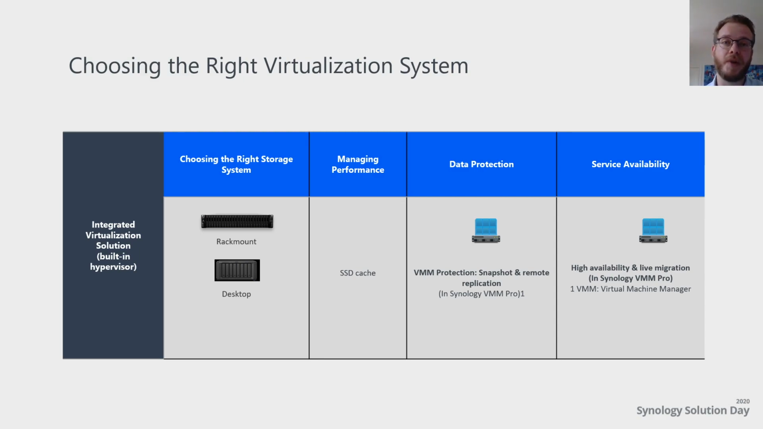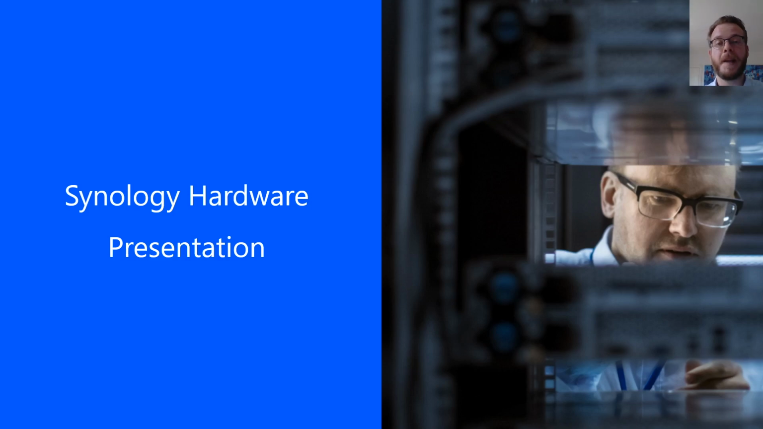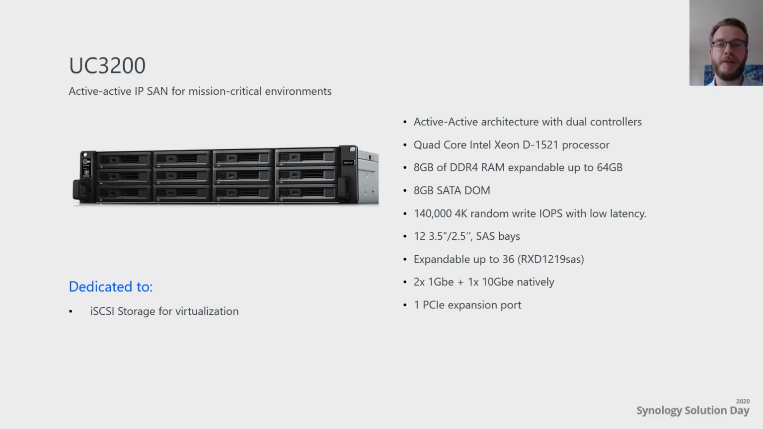And talking about which servers to go for, we of course can already give you some heads up on some great units to choose for building these kinds of infrastructures. So we've already seen the UC3200. With its active-active dual controller interface, its quad-core Xeon processor, its 8 GB RAM, which can easily be expanded up to 64 GB, and 140,000 random IOPS, it will allow you to have a very high performance iSCSI LUN storage server, which will guarantee the highest safety because of its active-active infrastructure.